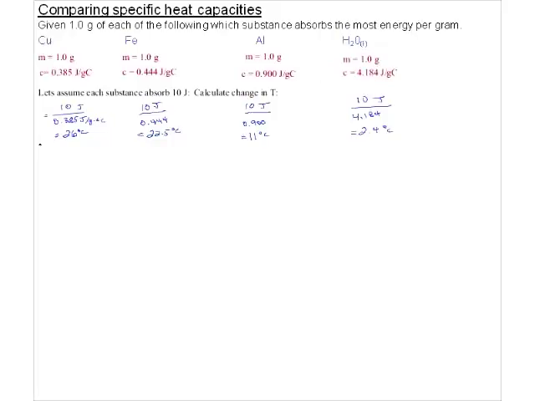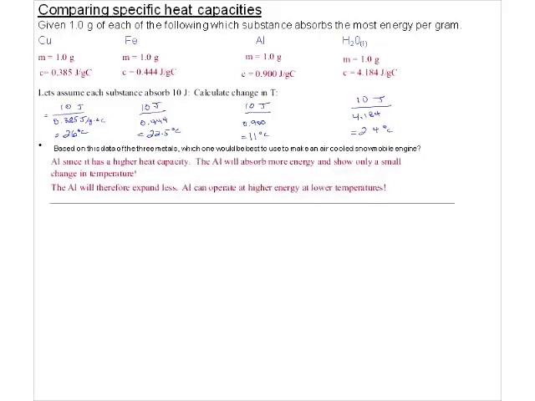Now, a couple practical questions that go along with this. We would say, all right, well, based on this idea, which substance would you like to make a snowmobile engine out of? An air-cooled snowmobile engine. And the answer would definitely be, I want a snowmobile engine that's going to operate at as much energy as it possibly can, but not change its temperature. And what we're looking at here is aluminum, because aluminum has the highest heat capacity of the three metals. It's going to be able to absorb the most heat energy and show the smallest change in temperature.